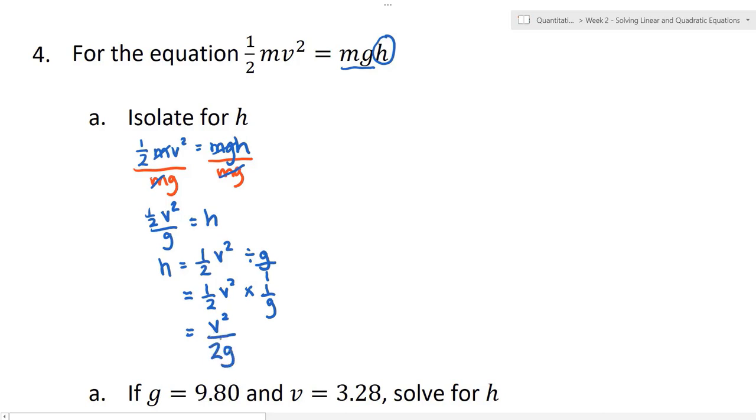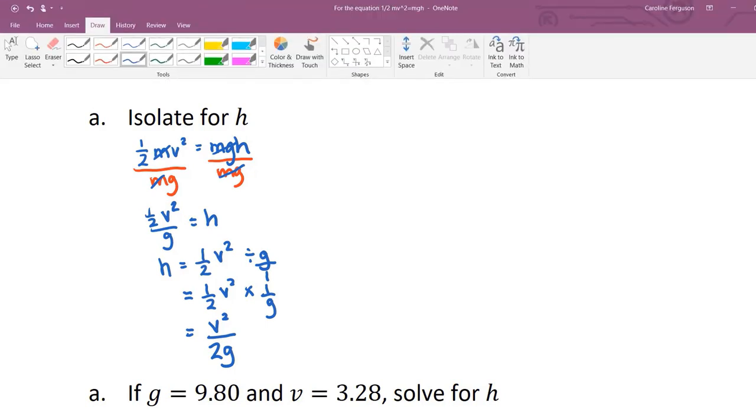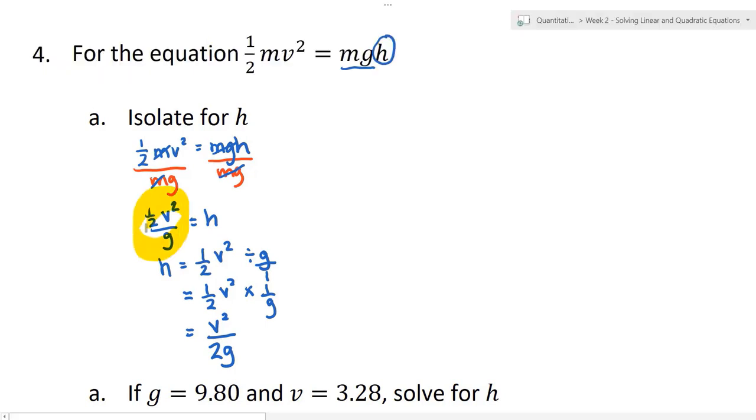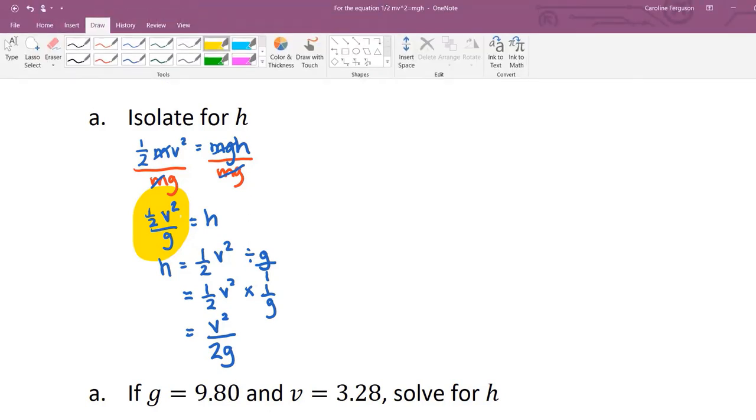So that looks a little bit more simple than this did over here. But it's the same thing. V squared over 2g, or 1/2 v squared over g, really means the same thing. So either way, you would get the answer correct. Okay, let's move on to part B.